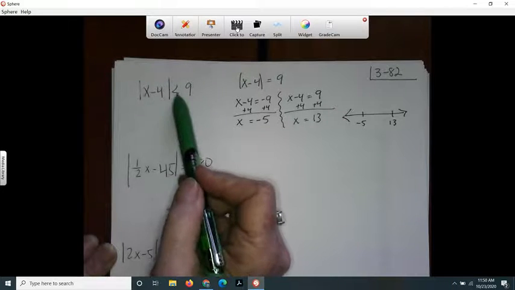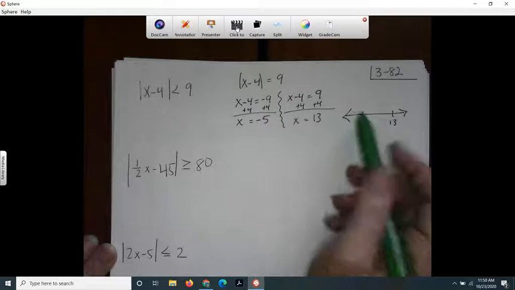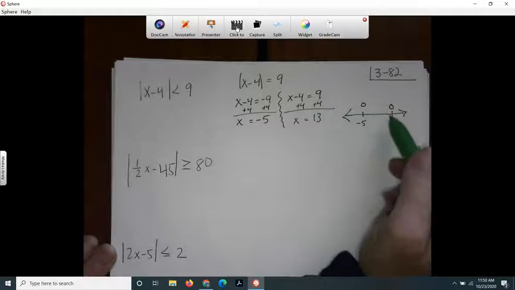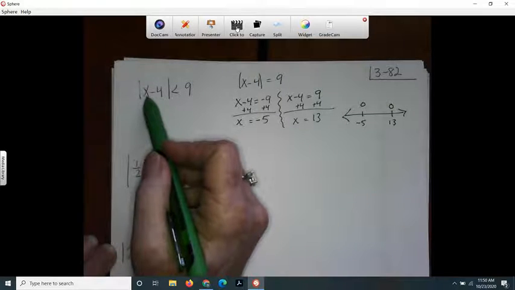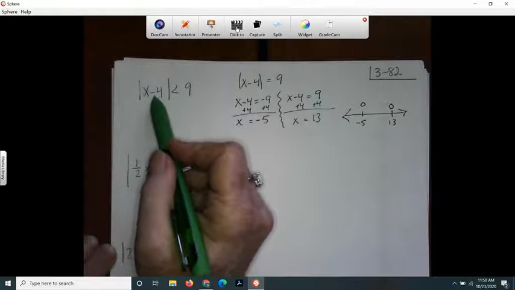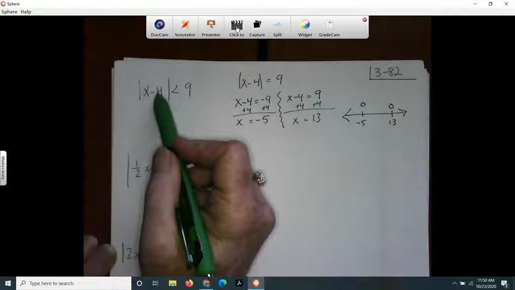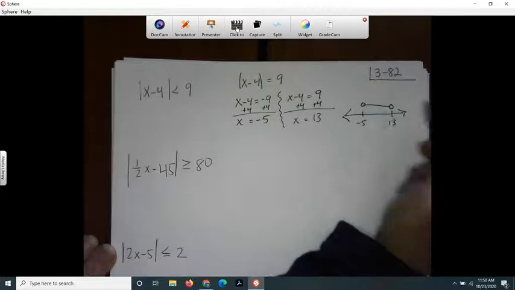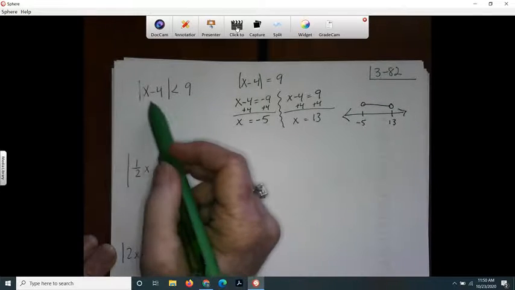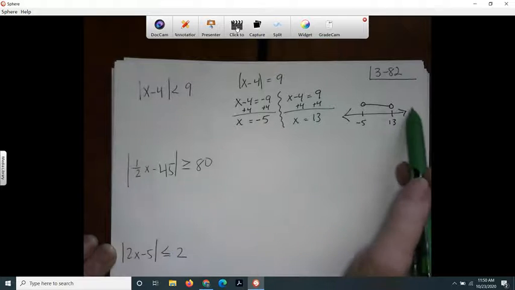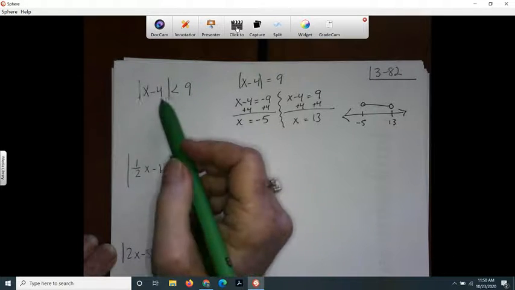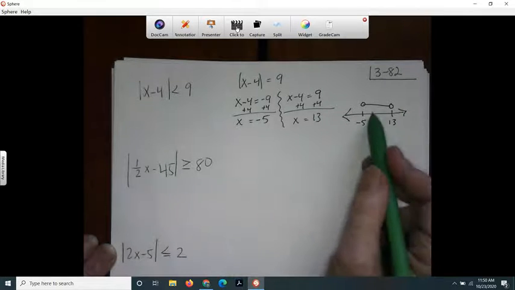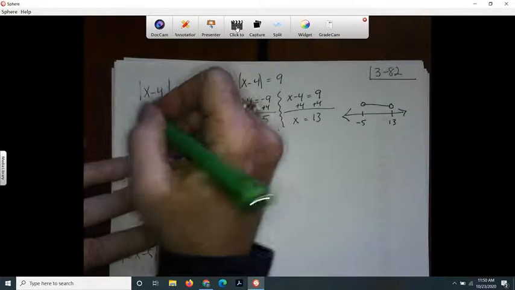If I test in between the points, like zero, 0 minus 4 is negative 4. The absolute value of negative 4 is 4, and 4 is actually less than 9. So that's true. And if I wanted to, I can test out here, like 14. 14 minus 4 is 10. The absolute value of 10, we know that's not less than 9. So it's going to be like this, and the way that we write our answer is that x is in between negative 5 and 13.